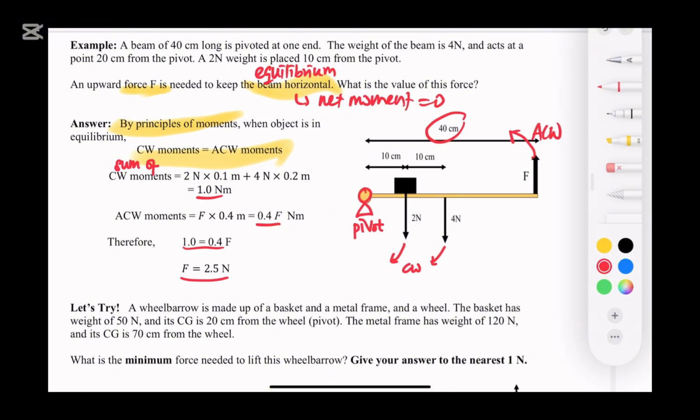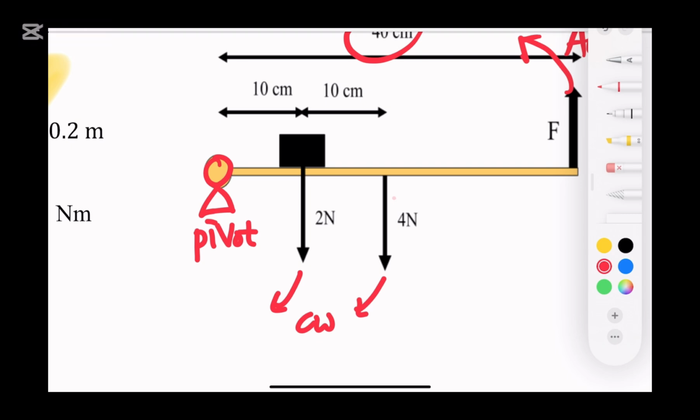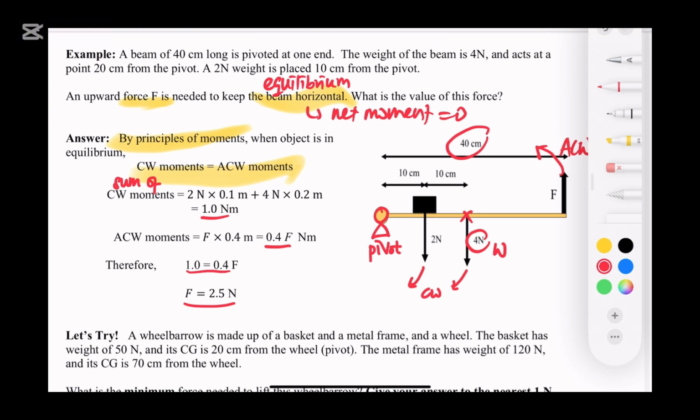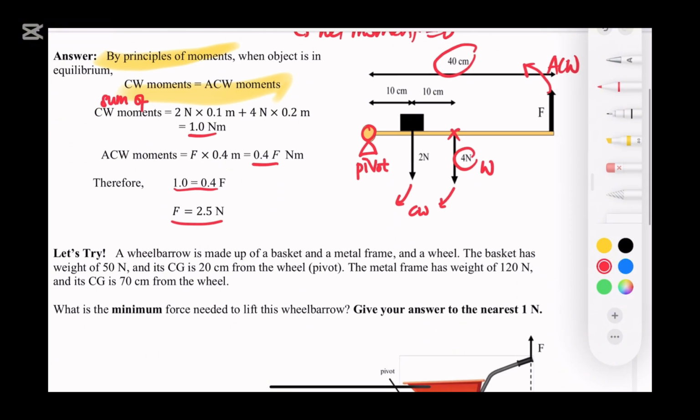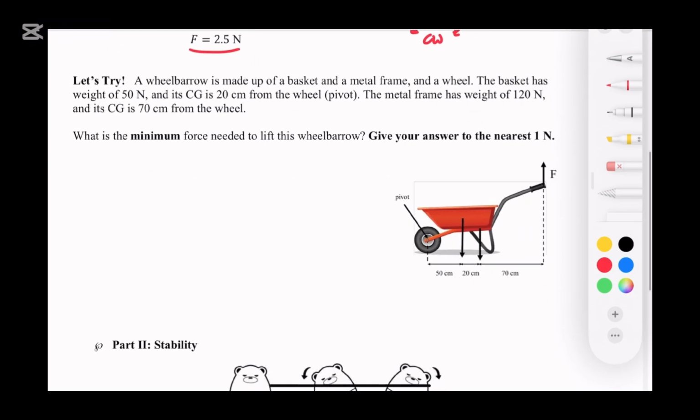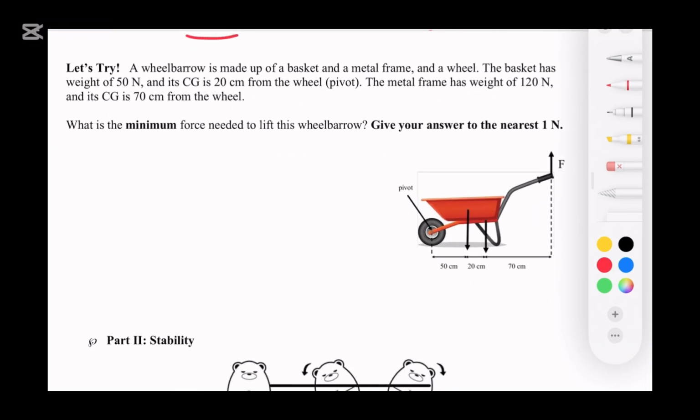Now in this example, of course, the significance of this 4 newtons is because the beam itself has its own weight. So this is the weight of the beam itself. In exam questions, we may not give you the diagram, so you have to take note, when do I have to consider the weight of the plank itself, or the horizontal beam, when it comes to calculating moments. All right, now we come to the next example over here.